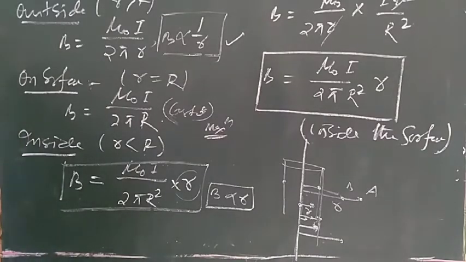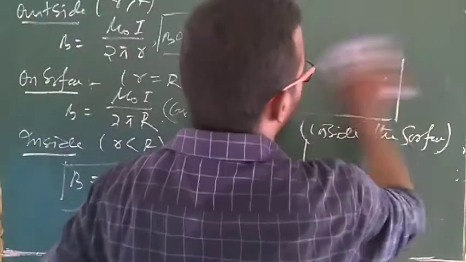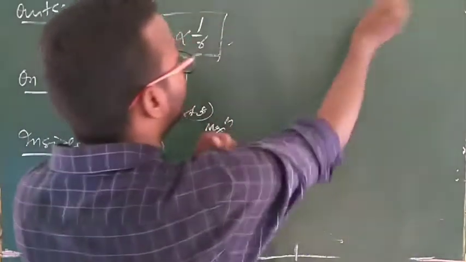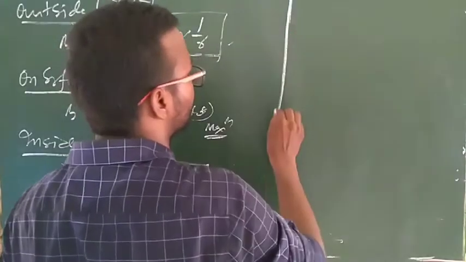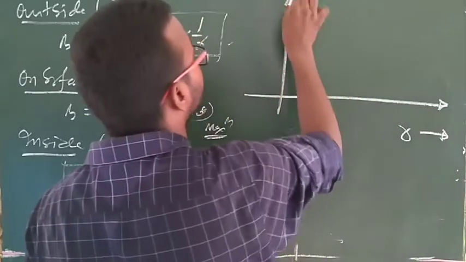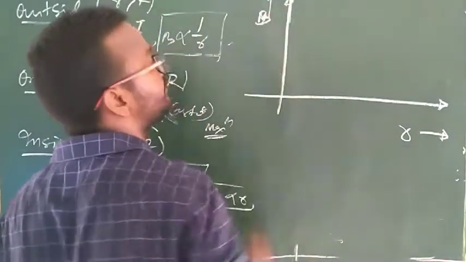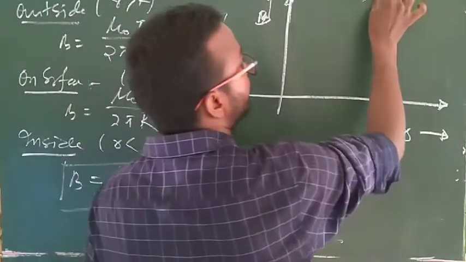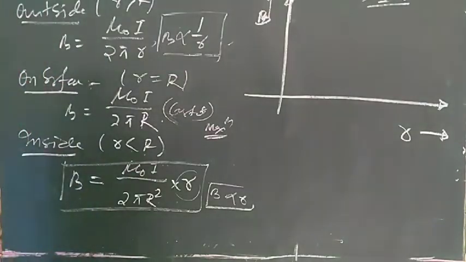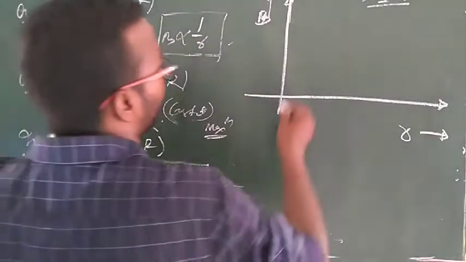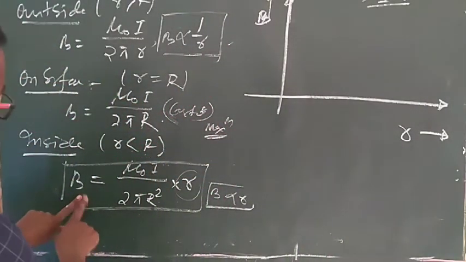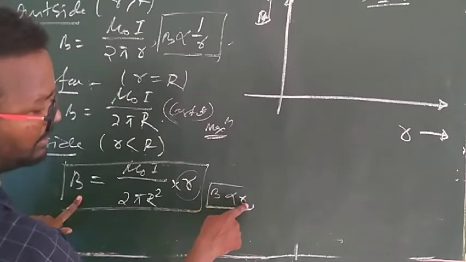So if we draw a graph by using this relation, then the graph will be like this. Graph: this is distance, and this is magnetic field strength. Graph of magnetic field versus r, the distance. Clear? Now look at this relation, first the inside point. Clear? B is directly proportional to r.